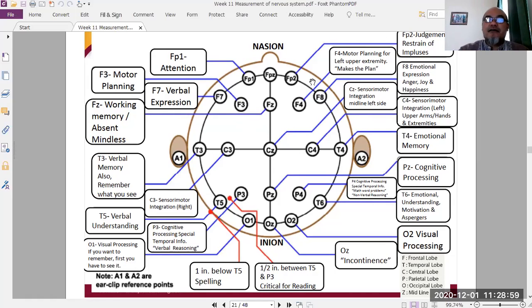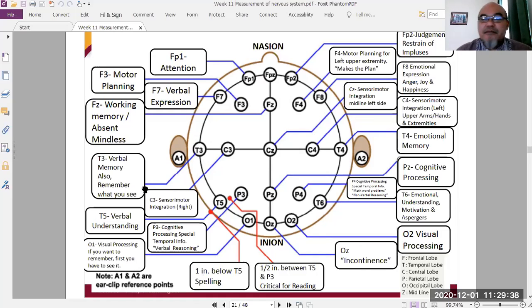So usually our right brain will control the left side of the limbs, the left hand and left leg. The central of the brain here represents sensory motor integration. Okay, C4 is sensory motor integration as well for the left limbs, the upper arms and hands or extremities. So C3 on the other part is for sensory motor integration of the right limbs. The verbal memory is in the left part of the brain.